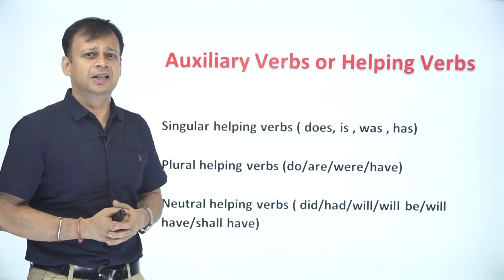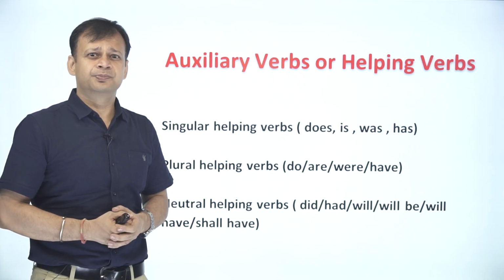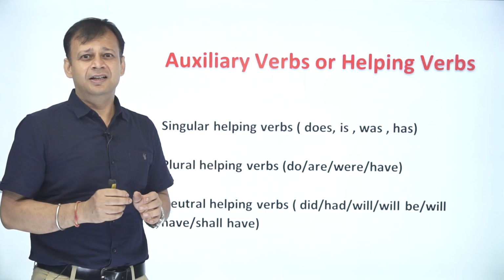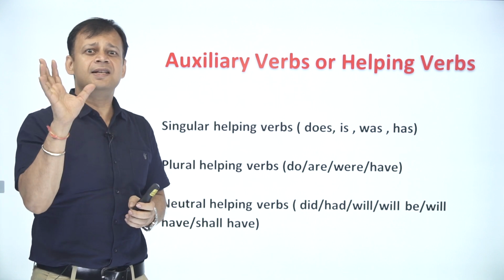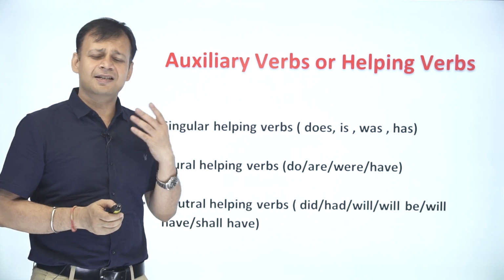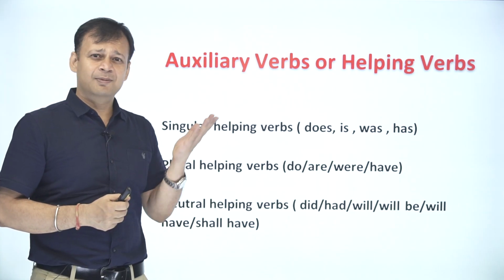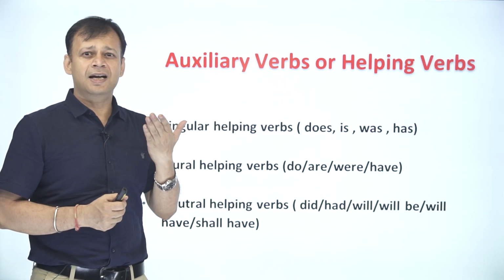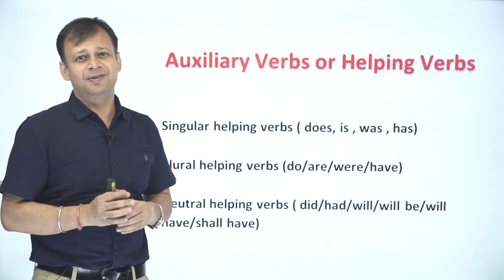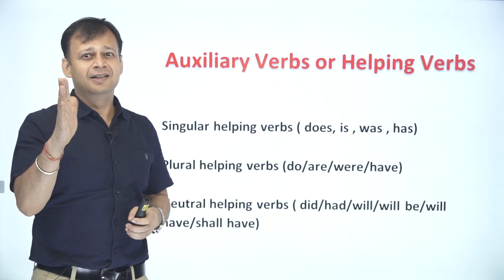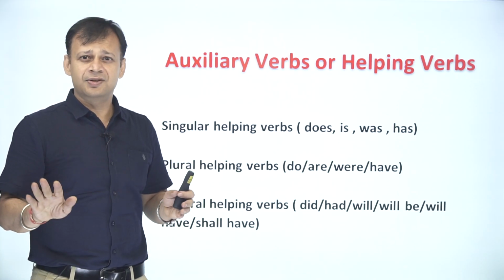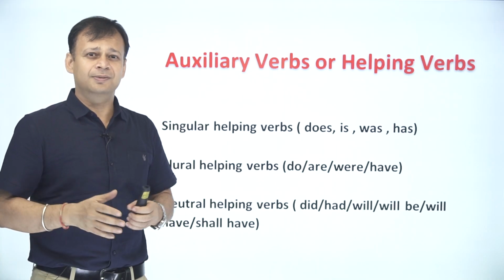What are singular helping verbs? So here the trick is very easy. Any helping verb which ends with s, just remember that, is a singular helping verb. For example, does, is, was, has, all of them end with s. So you have to remember this, that helping verbs ending with s are always singular.